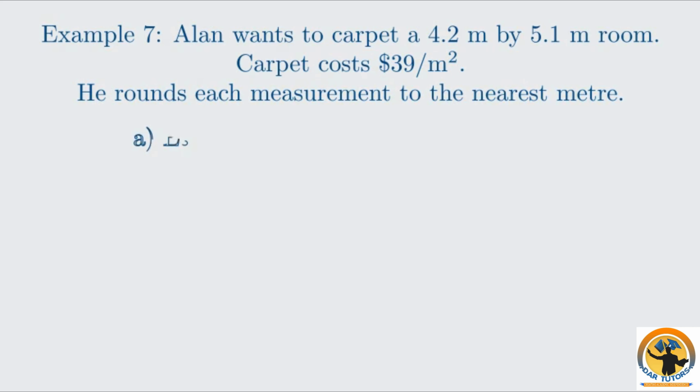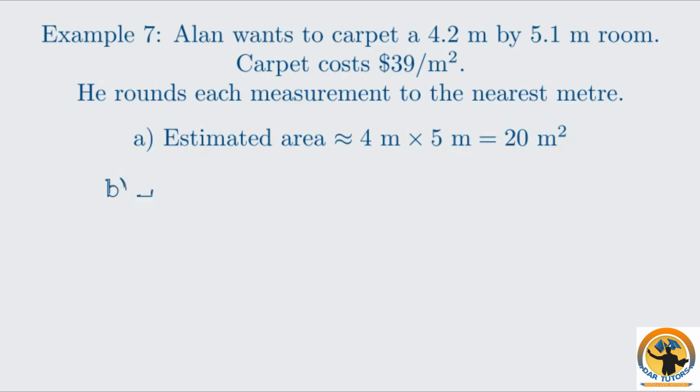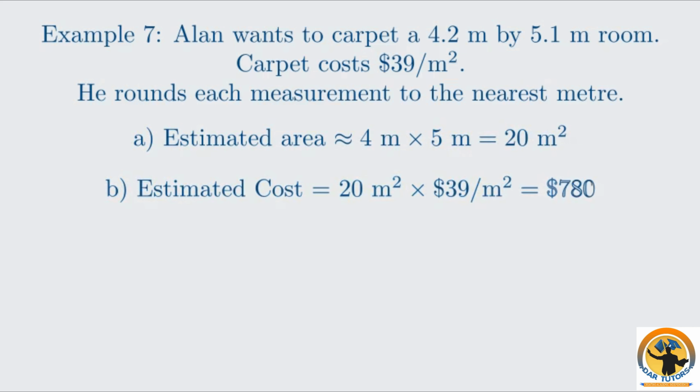Part A asks for Alan's estimated area. He rounds 4.2 to 4 and 5.1 to 5. So his estimated area is 4 times 5, or 20 square meters. Part B asks for the cost based on his estimate. 20 square meters at $39 each gives a total cost of $780.